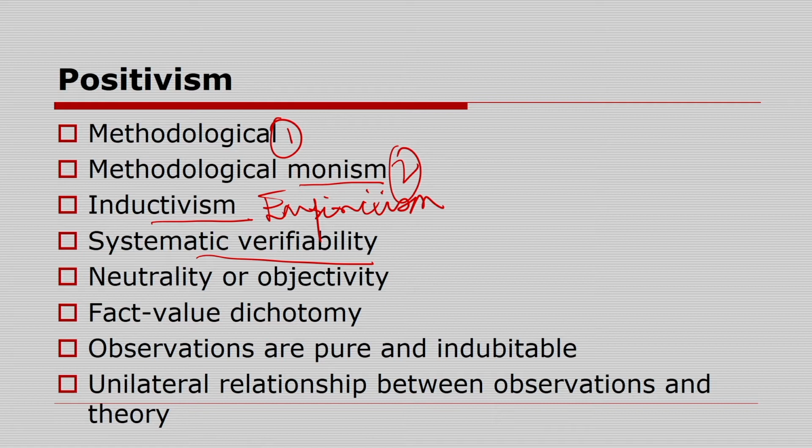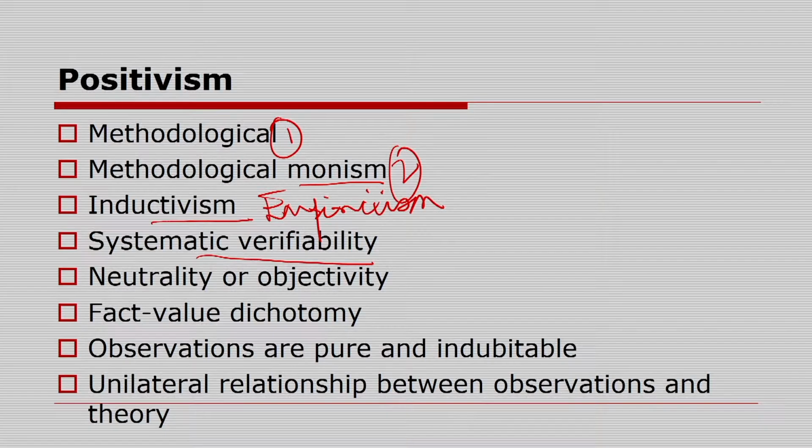Then science must be neutral, science must be objective in nature. There should not be any subjective bias or prejudice, like non-sciences may have. And there must be a binary or a dichotomy, dichotomy meaning two opposed groups. If I say black, white, subject, object, image, text, good, bad, right, wrong, these are binaries or dichotomies. There must be a dichotomy or binary between fact and value.